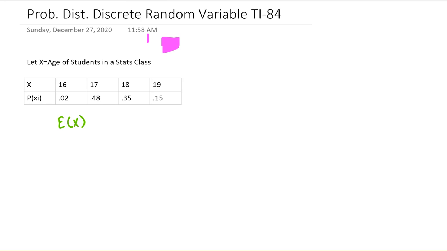So I'm going to write that the expected value of x, or the mean of x here, is going to be the values x takes on times their probability. So 16 times 0.02 plus 17 times 0.48 plus 18 times 0.35 plus 19 times 0.15. So I'm going to write this out.